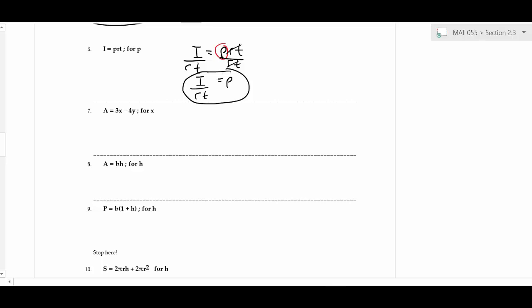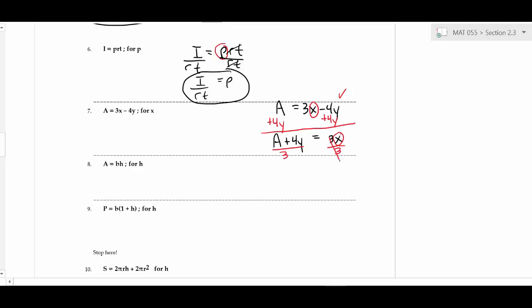Okay, so let's see. Next problem, we have A equals 3x minus 4y. We're going to solve for x. So when I do this, you've got to get rid of a 4y and a 3. How do you get rid of subtracting 4y? Adding. You add 4y. So you're solving an equation just like you've done all semester, except now you've got more than one letter in it. That's the only difference. That's step 1. Now, you've got to get rid of 3. How do you do that? Divide by 3, because you are undoing multiplication.